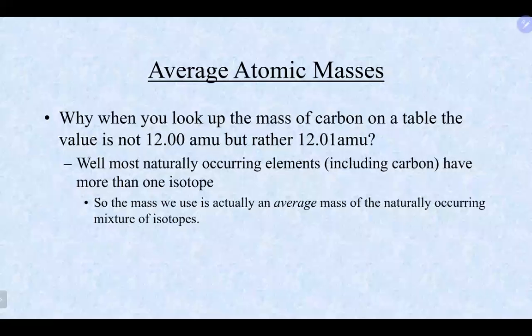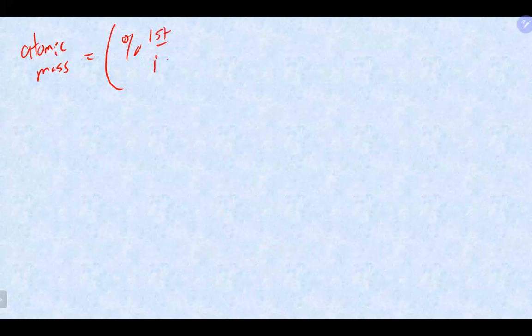So we can actually calculate the atomic mass, like we see on the periodic table, through a certain formula. If you want to calculate the atomic mass, you take the percentage of the first isotope times the atomic mass of the first isotope. Obviously, you would convert your percentage into a decimal. You then would actually add it.